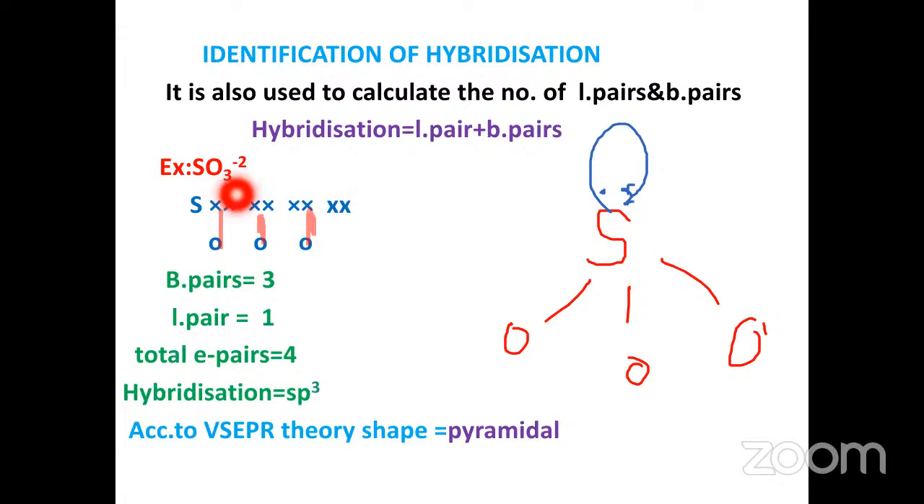Now the SO3 minus 2 ion has 3 bond pairs and 1 lone pair. Then the total pairs are 4. Hybridization is nothing but lone pairs and bond pairs. Just now I give the one table: if the total number of electron pairs is 4, then that hybridization is sp3 hybridization. Then for sp3 hybridization, according to VSEPR theory, the shape is pyramidal. This is the SO3 minus 2 ion structure.